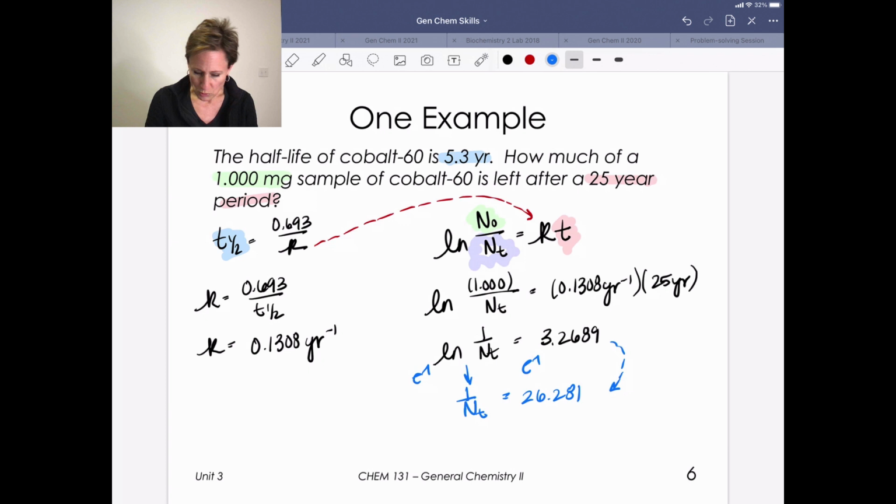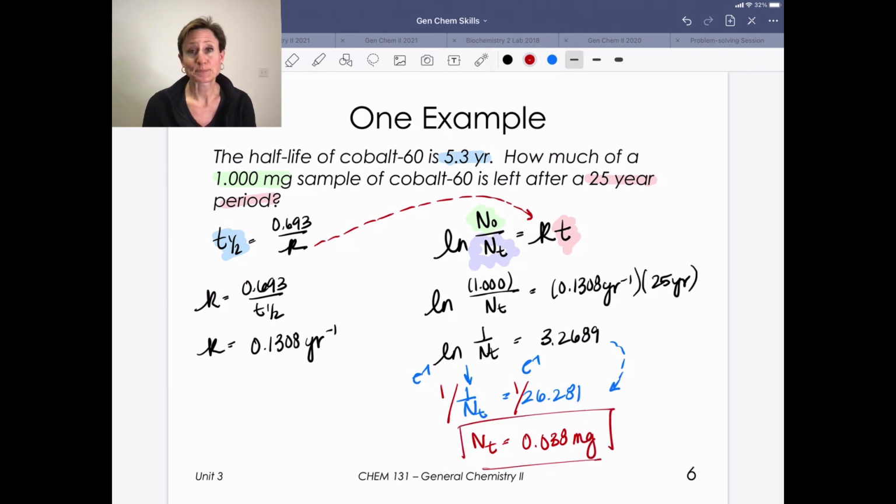Now this last algebraic step is pretty straightforward. 1 over n sub t equals 26.281 if you take 1 over both sides of that equation. So again, take 1 over this and then 1 over that. That's going to give us our final answer. N sub t here is going to be equal to 0.038, and I'm going to put the units of milligrams back in.